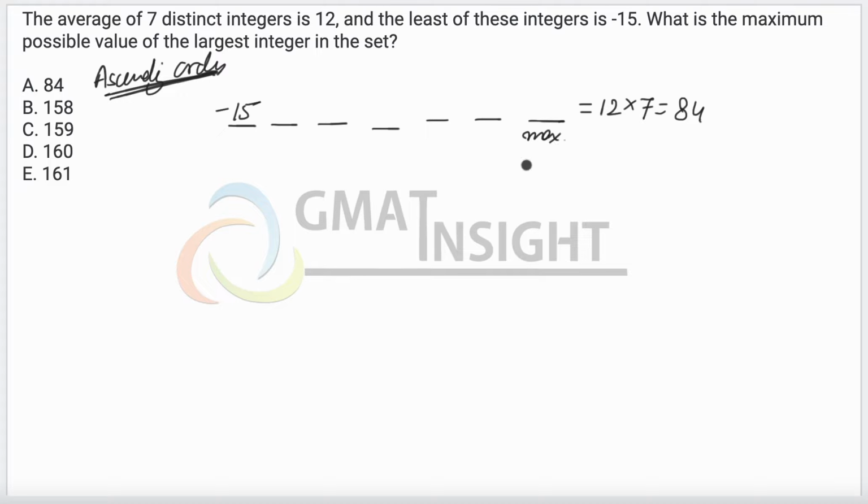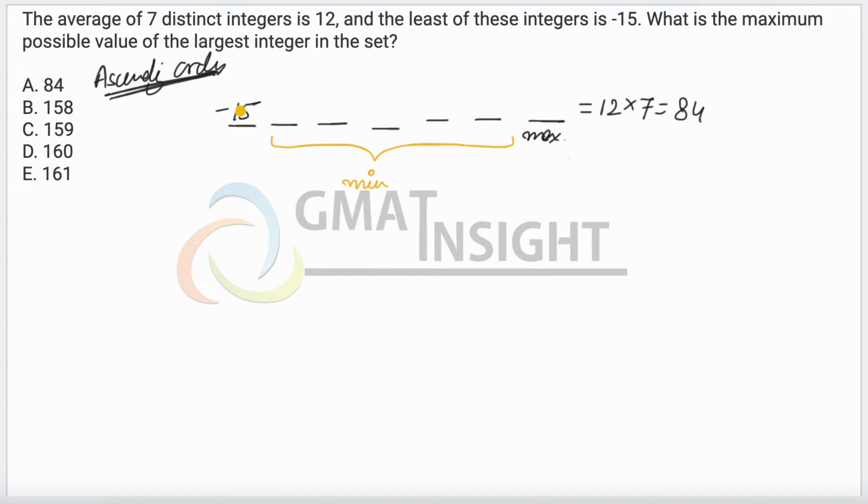So what we have to do is maximize it. Now it's a question of maximization and minimization, which is based on a very simple fundamental: when the addition of certain values is fixed, constant, right? For example, in this case, the addition of all these 7 values is 84. And if one value has to be maximized, that simply means that every other value has to be minimized. Since we have to maximize this value, we will have to minimize these remaining 5 values. Similarly, if you ever see a question in which you have to minimize a value, that means every other value in the set has to be maximized.